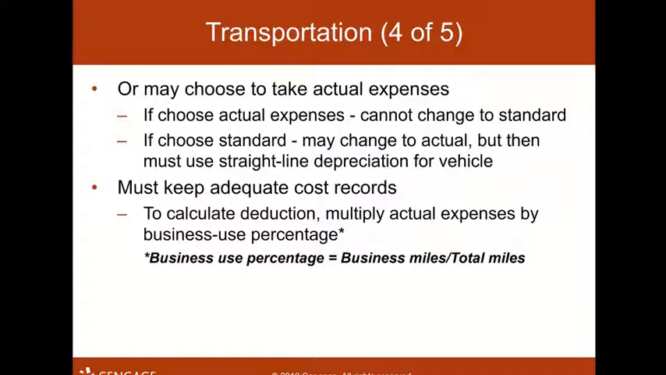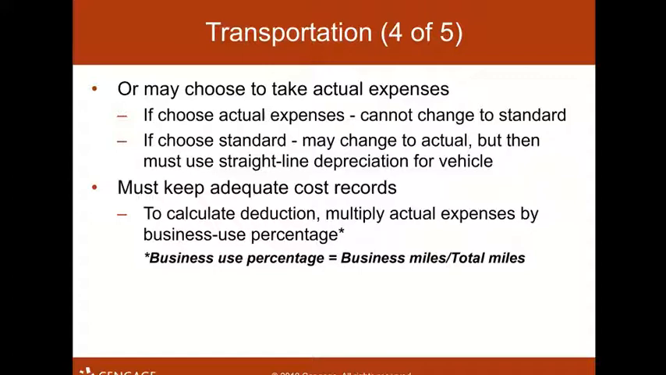If the taxpayer chooses the actual method, they cannot return to the standard method. If they choose the standard method as a starting point, they may change to the actual method, but once they change they must use the straight line method to work out depreciation for vehicles. So this is really another restriction here.